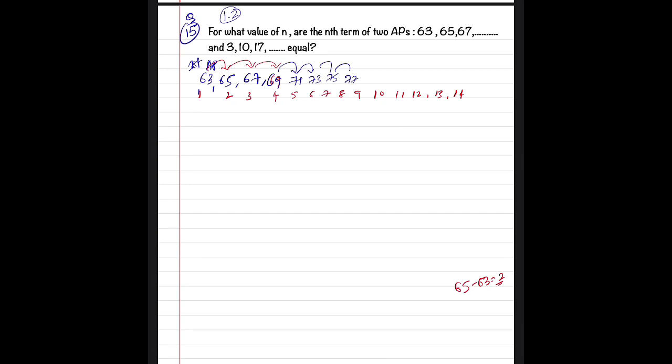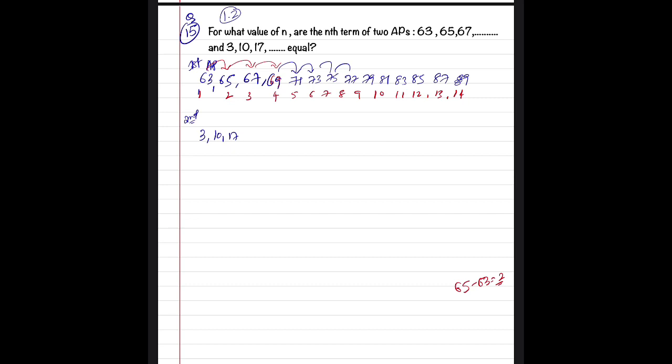You go on adding in this series: 79, 81, 83, 85, 87 and 89. So students, here we are adding the common difference to this AP. Okay. So this is the first AP. Second AP: what is given is 3, 10, 17.